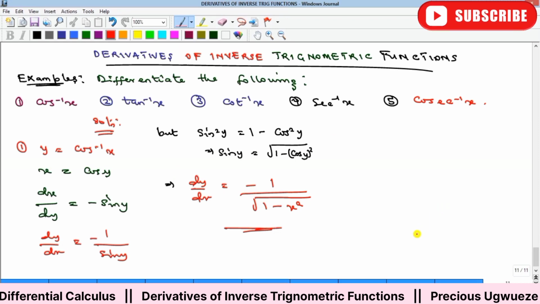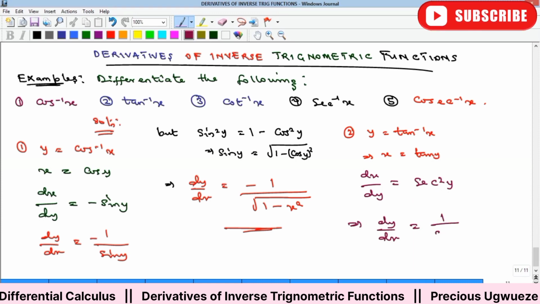Let's go to example 2, which is tan inverse. In this case, our y is equal to tan inverse of x, which implies that our x alone is equal to the tan of y. As usual, we are going to differentiate x with respect to y. Remember that the derivative of tan is sec squared, so you have sec squared y. This implies that our dy/dx is equal to 1 over sec squared y. That's taking the reciprocal.